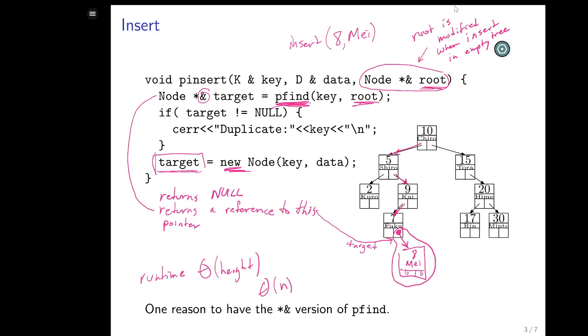You're saying the runtime is big O of height, right? Same question. You're talking about best case. I'm talking about, as the parameter that I tell you is height, what's the worst case running time as a function of height?